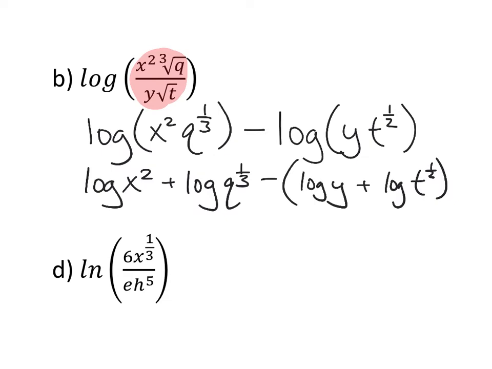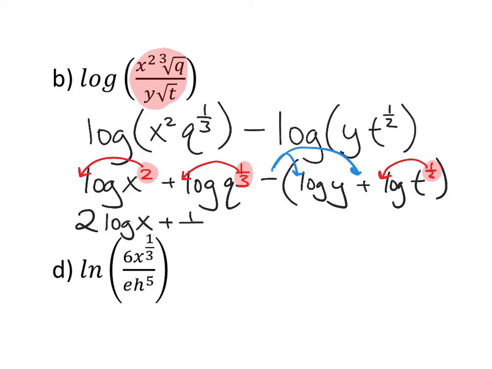I'm going to do two things at once in this next step because I ran out of space, and I'm sure you did too. I'm going to distribute this -1 to both of the things inside of that parentheses. I'm also going to use the rule that says anything with a power can come to the front. So I'm going to put that right there, and that right there, and that right there. I'm going to do all that in one step just to clean this up. We would have 2 log of x plus 1/3 log of q minus log of y minus 1/2 log of t.